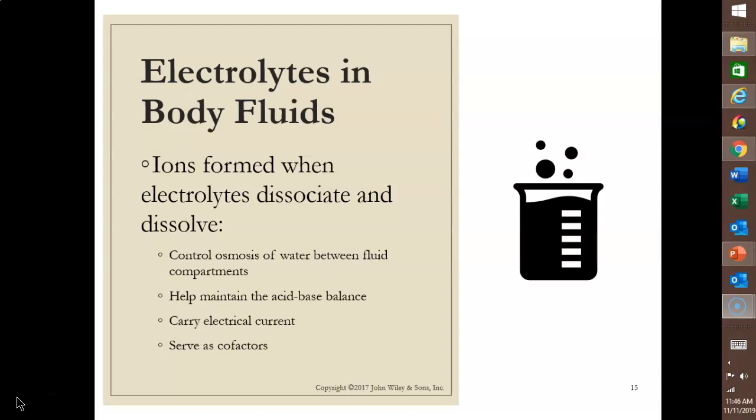The ions formed when electrolytes dissolve or dissociate serve four major functions in the body. Because they're usually confined to a particular body compartment and they're more numerous than non-electrolytes, certain ions control the osmosis of water between fluid compartments. Remember, water moves following electrolytes.